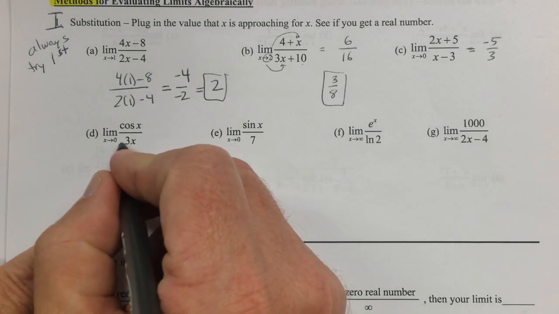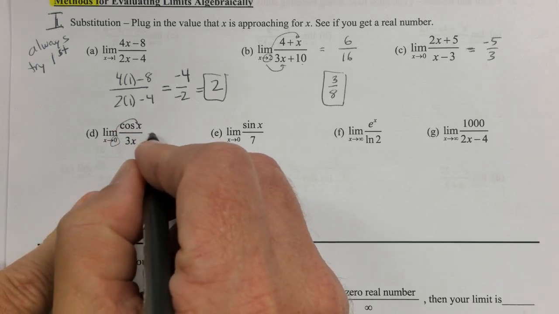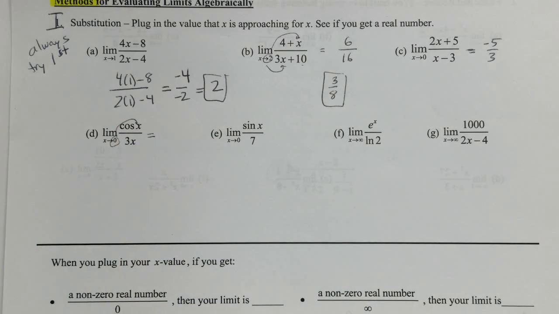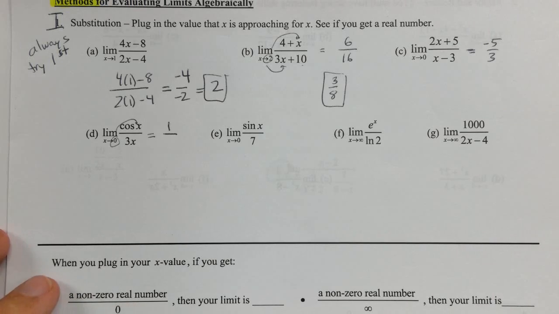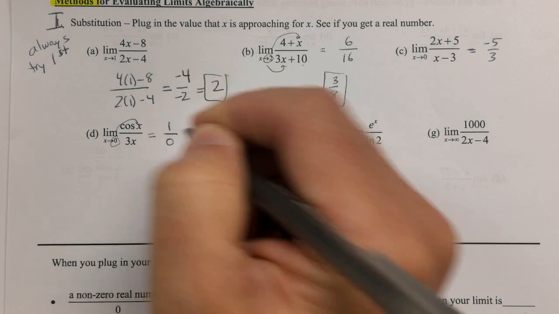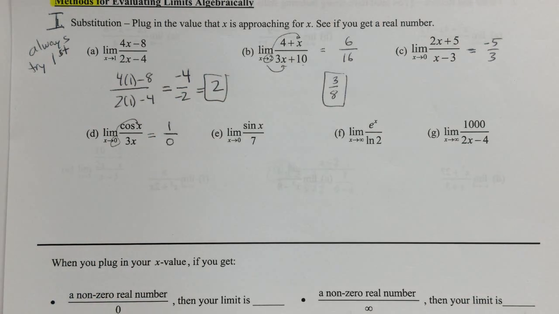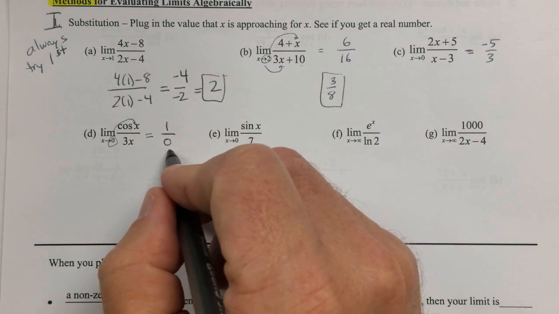Letter D. Cosine of 0. What's the cosine of 0? Pre-cal experts. 1. Good job. Must have had a great pre-cal teacher. Cosine of 0 is 1. 3 times 0 is 0. So something is going on here. I can't divide by 0.